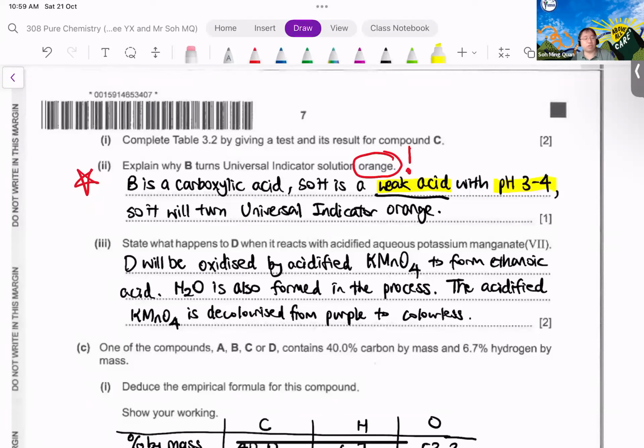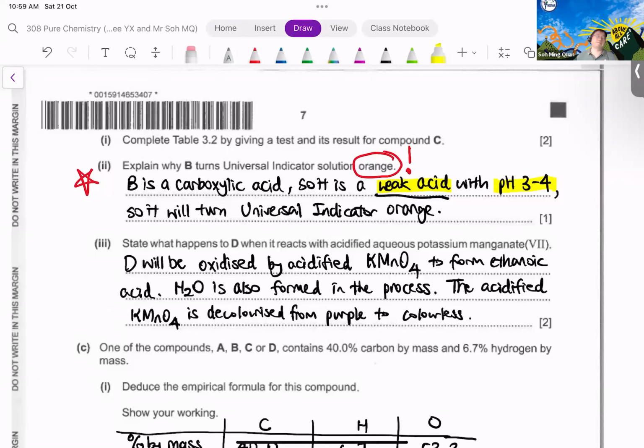And the pH is 3 to 4. All right, so this was also the examiner's comment. Many students didn't mention that carboxylic acids are weak acids. So again, specific answers. Think, why am I telling you it's orange? I'm telling you it's orange because I want you to say that it's a carboxylic acid and it's a weak acid and the pH is about 3 to 4, hence orange.